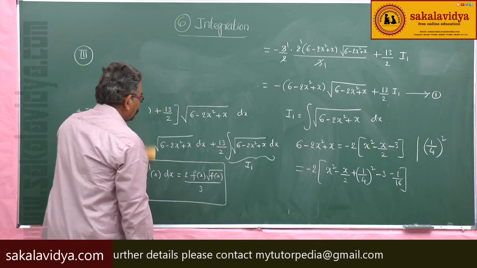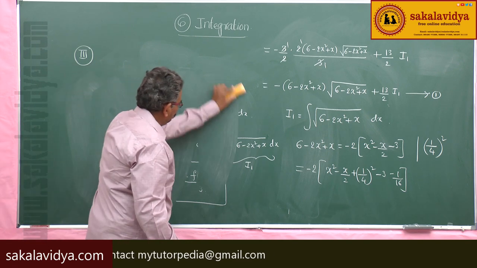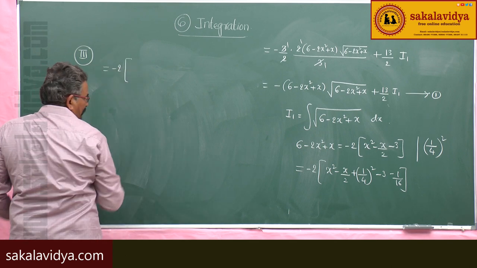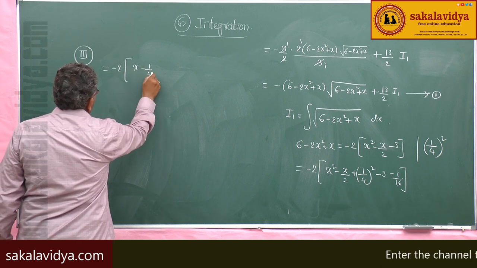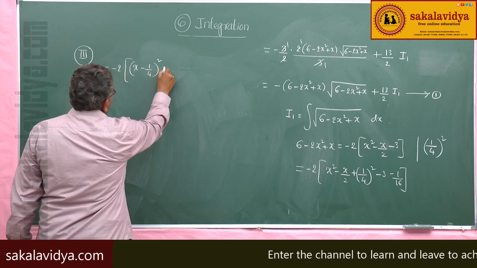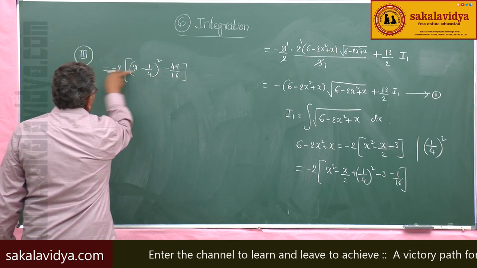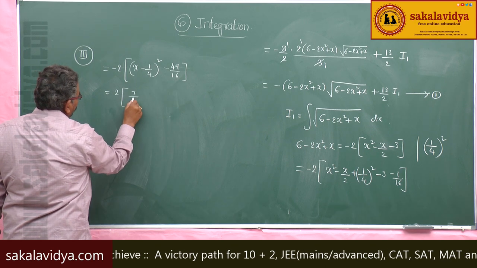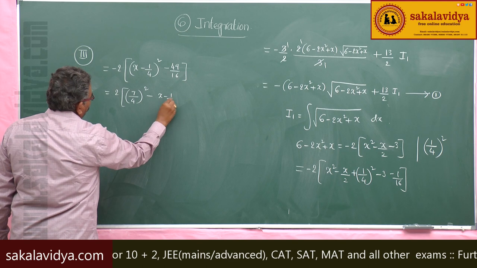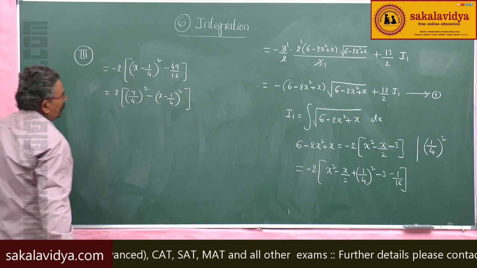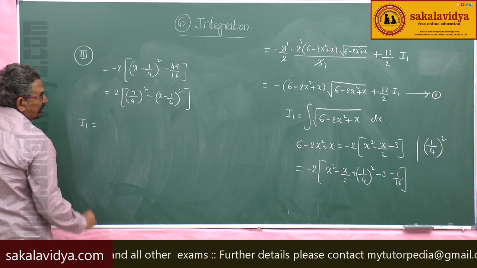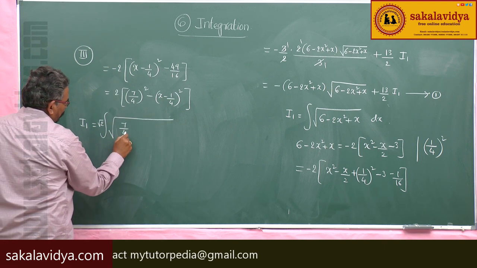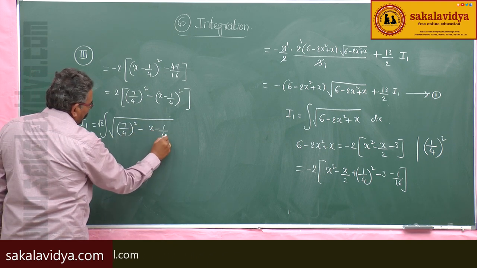So now this we can write as minus 2 times ((x minus 1 by 4) whole square minus 49 by 16). Multiply each term with minus 1: 2 times ((7 by 4) whole square minus (x minus 1 by 4) whole square). Now let us come to I1. Let us evaluate. The integral, root 2 comes outside, root of ((7 by 4) whole square minus (x minus 1 by 4) whole square) dx.